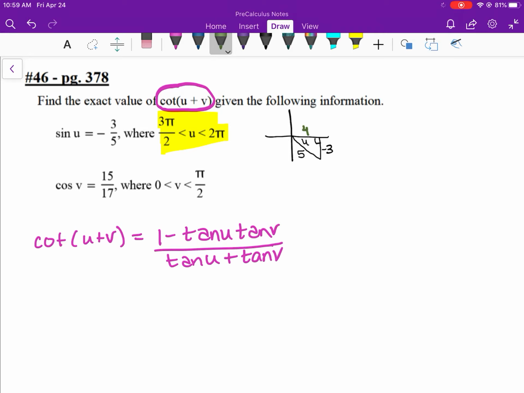I'm going to do the same thing for angle V. This one says it's in quadrant 1. It's between 0 and pi over 2. My cosine is 15 over 17. And if you do the Pythagorean theorem, you're going to find your missing side, and that missing side is going to be 8.